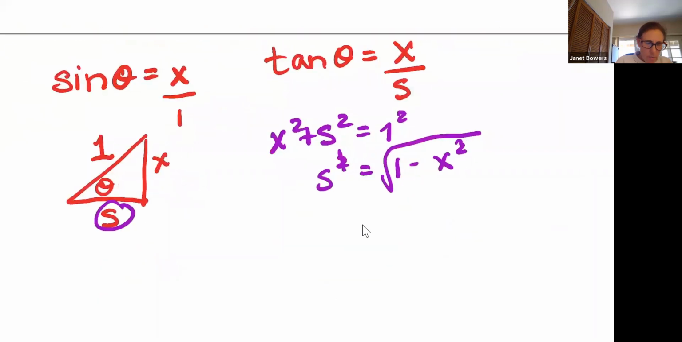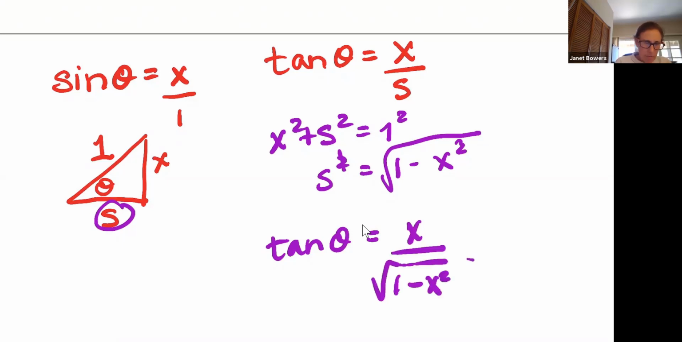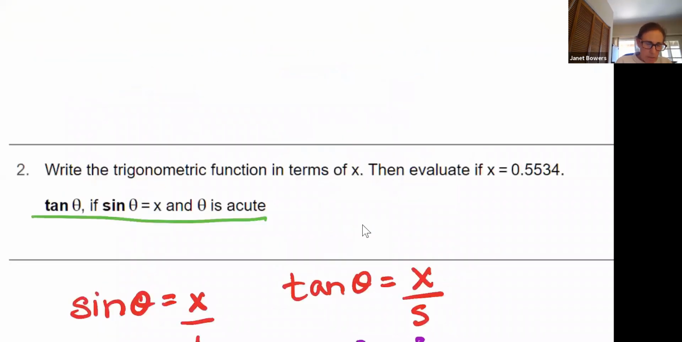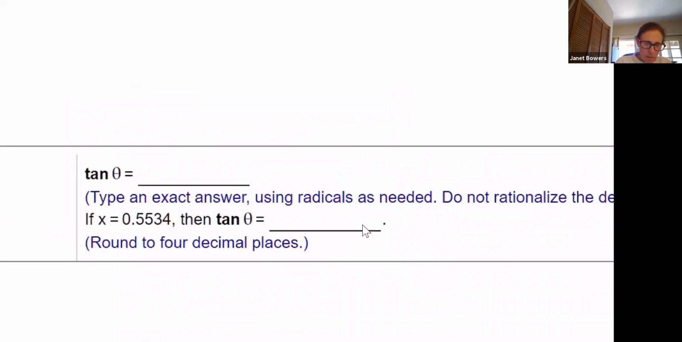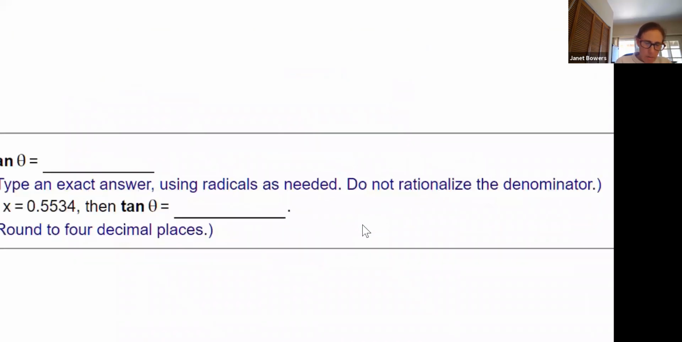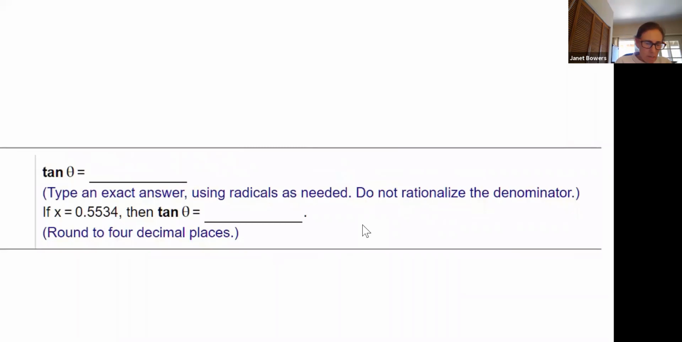And then it says we want the tangent of that. So the tangent of theta is going to be equal to x divided by this s here, which is the square root of 1 minus x squared. And it's nice because in the directions it says type do not rationalize the denominator. So that was the first part of the answer.